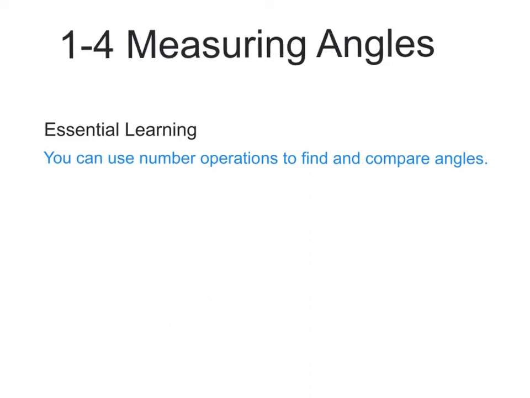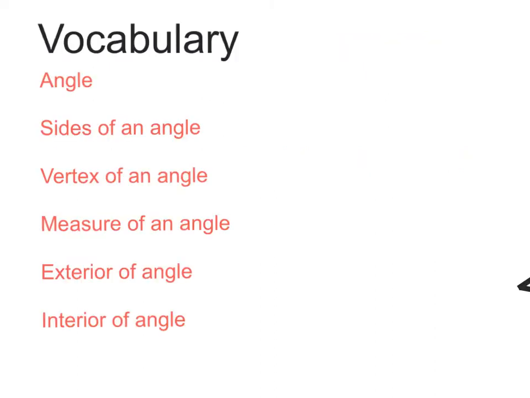Today we're talking about measuring angles, section 1-4 in your book. It starts on page 27. Our essential learning is that you can use number operations to find and compare angles. So let's start by looking at some of our vocabulary that we're going to be talking about. Vocabulary in this lesson is to draw pictures or look at the pictures.